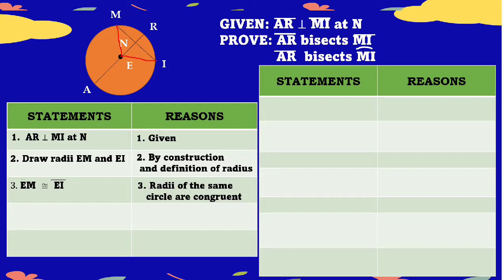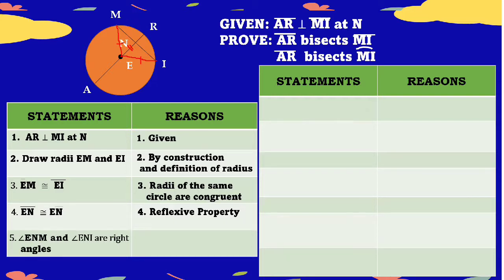Number 4, segment EN is congruent to segment EN. The segment is equal to itself. Therefore, the reason for this is reflexive property. Since segment AR is perpendicular to segment MI, we can say that angle ENM and angle ENI are right angles. This is the definition of perpendicularity. When two segments are perpendicular, there are right angles formed.